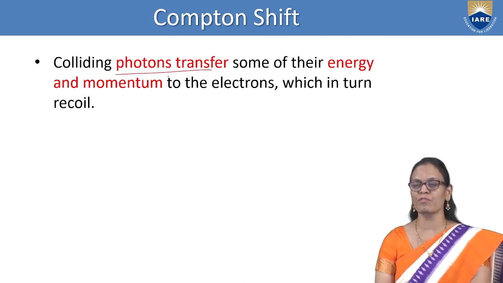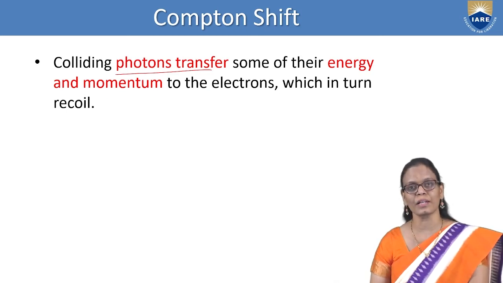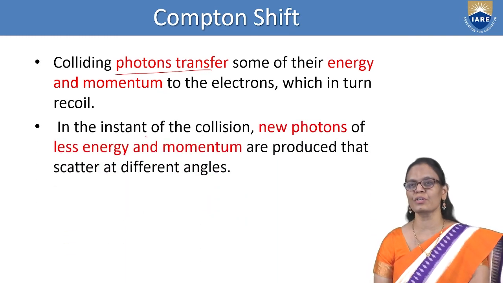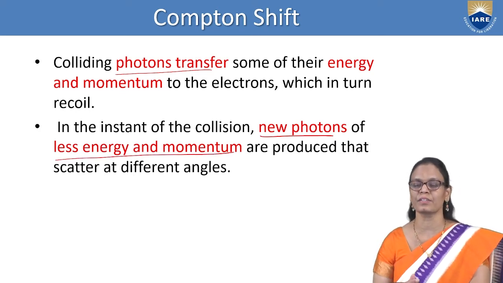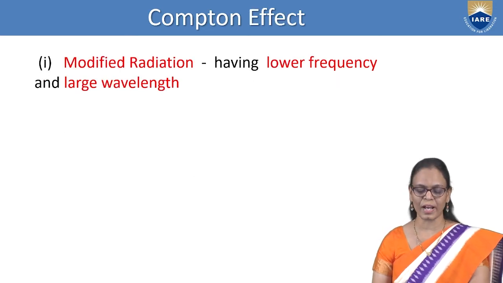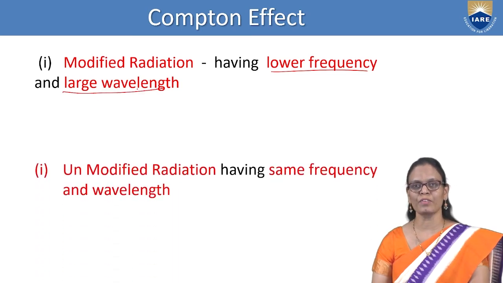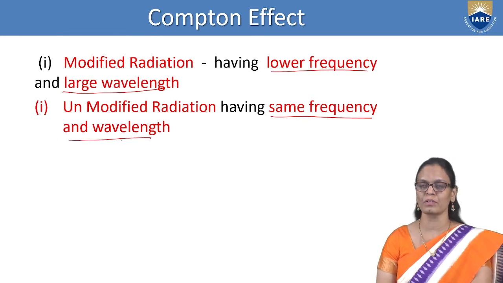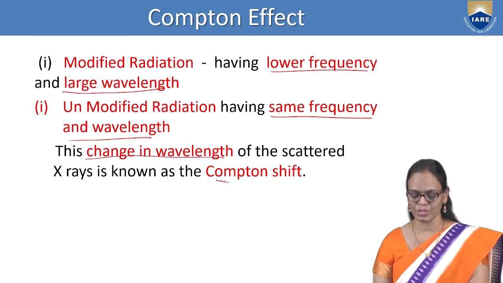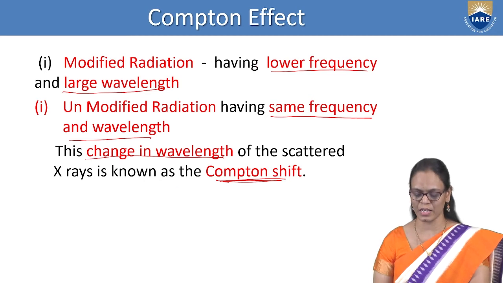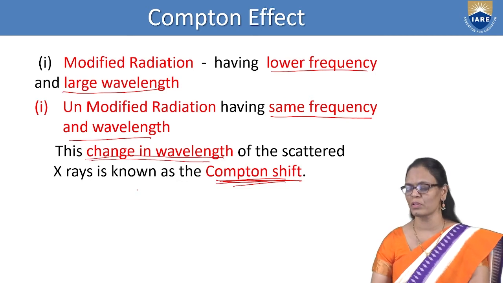So what is happening? The colliding photons transfer some of their energy and momentum to the electrons, due to which they recoil. At the instant of collision, new photons of less energy and momentum are produced, and they scatter at different angles. So we have the modified radiation, which has lower frequency and larger wavelength, and the unmodified radiation, which has the same frequency and wavelength. This change in wavelength is given by the Compton shift. So what we understand in the Compton effect is the Compton shift. The shift in frequencies or the change in wavelength is studied with the help of the Compton effect.